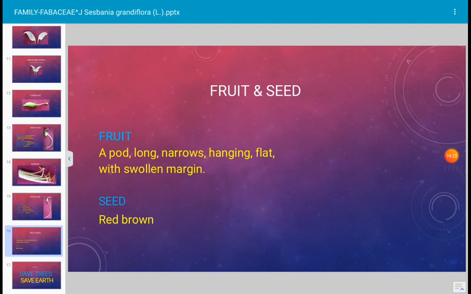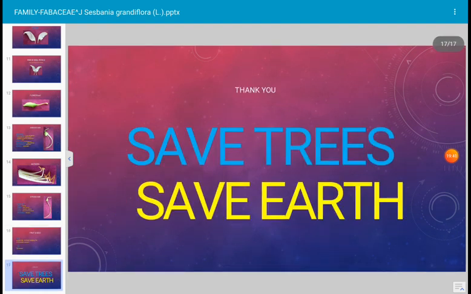And how are the seeds of Sesbania grandiflora? Seeds are red-brown in color. The seeds of Sesbania grandiflora are red-brown colored. Okay, next slide. Thank you very much.